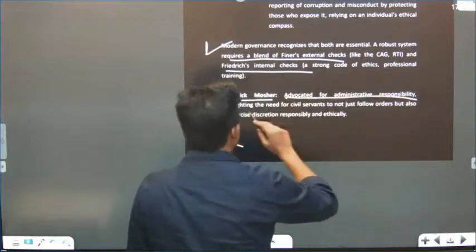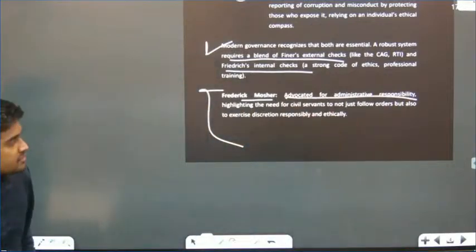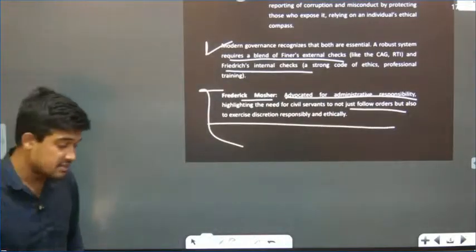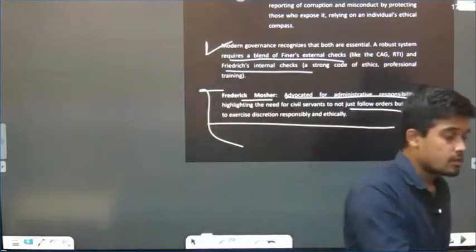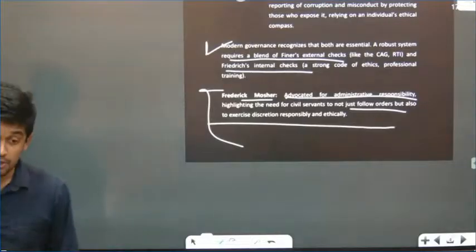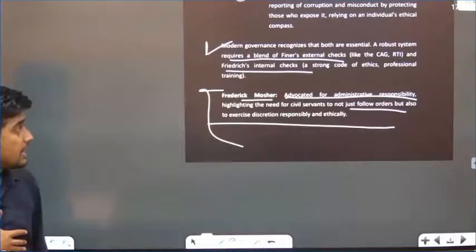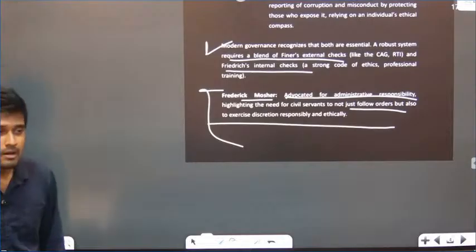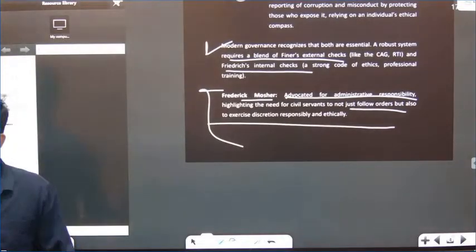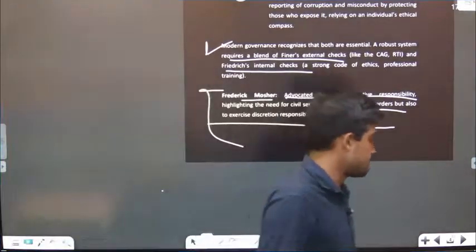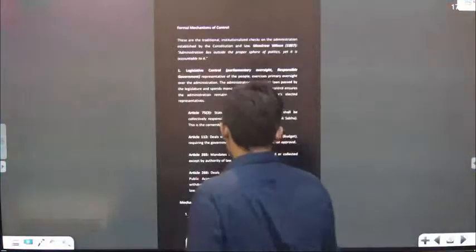Mosher advocated for administrative responsibility, highlighting the need for civil servants to not just follow orders but also to exercise discretion responsibly and ethically. Basically, they're saying whenever the discretionary power of the administrator is being used, it should be used ethically. Okay, and administration should be responsible originally for that. There should not always be somebody at the head checking whether you are studying or not, or whether you are working or not. So an internal sense of responsibility should be there.